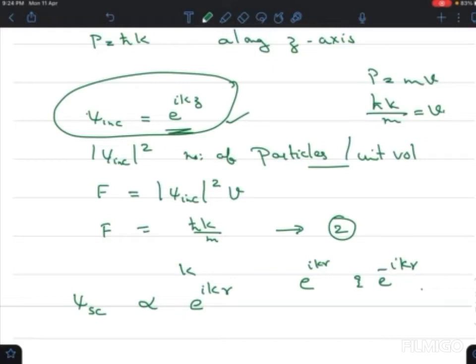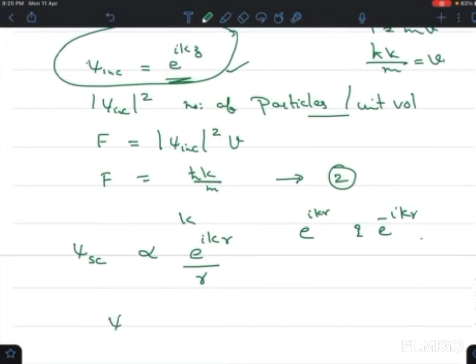Again, as distance increases, what happens? The scattering particles also decrease, and that we can give by R. So it is inversely proportional to R. This psi scattered can now be replaced by some constant, we call it f theta phi, times e raised to ikr by R. So this is my equation number 3.